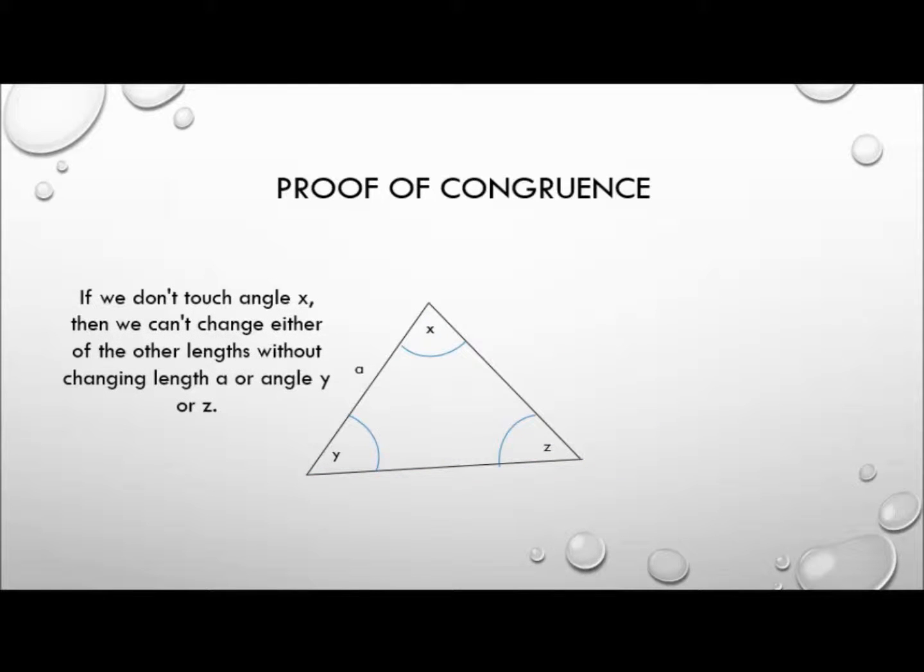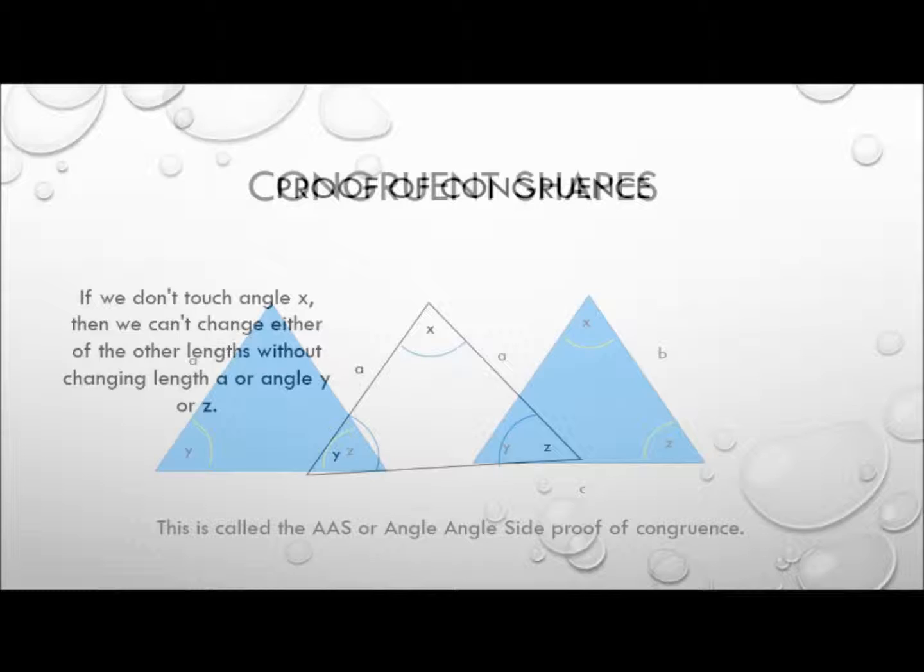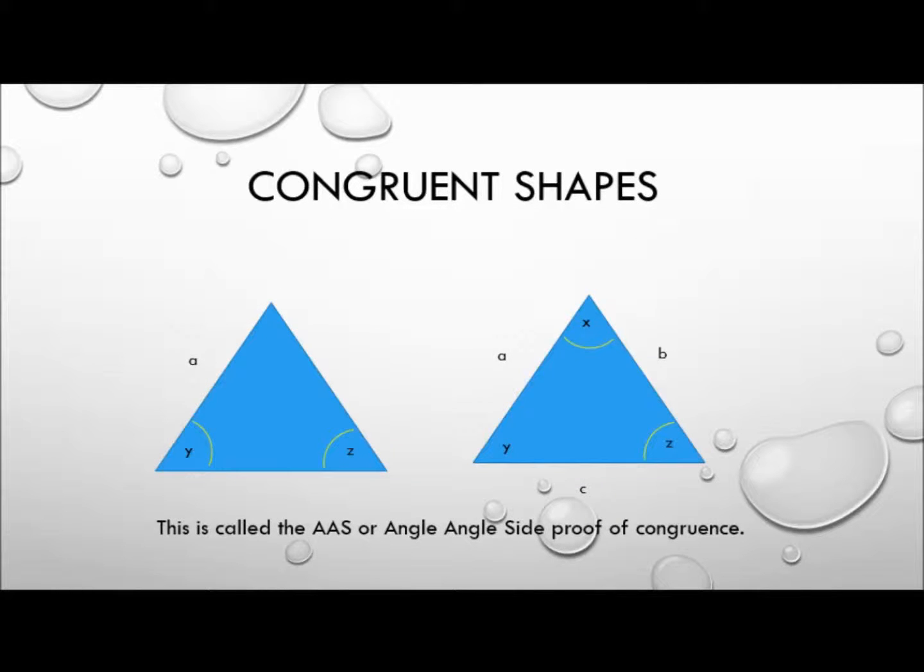If we don't touch angle X, then we can't change either of the other lengths without changing length A or angle Y or Z. This is called the angle angle side, or AAS, proof of congruence.